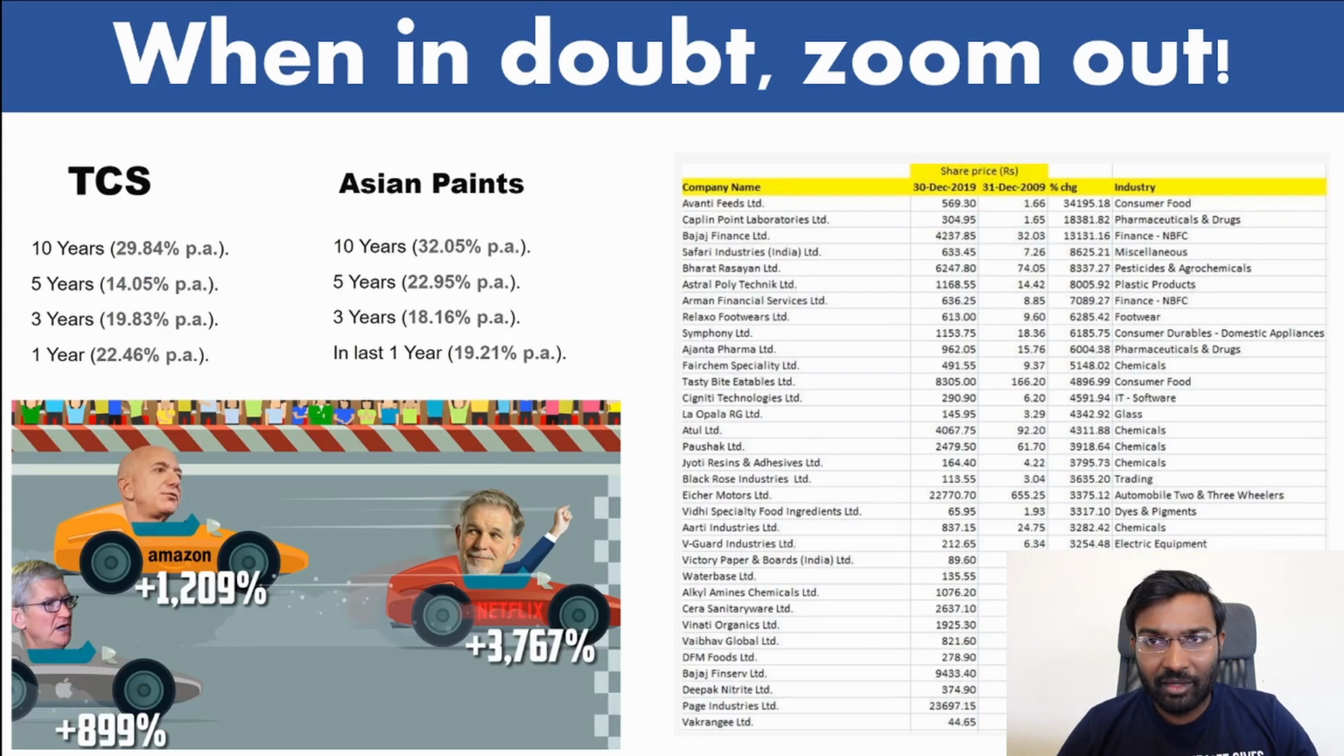And then if you look at some of the companies, if you just zoom out, let's see TCS. For the past 10 years, they did 30% per annum CAGR, so that's pretty good. If you look at Asian Paints, in 10 years they did 32%.